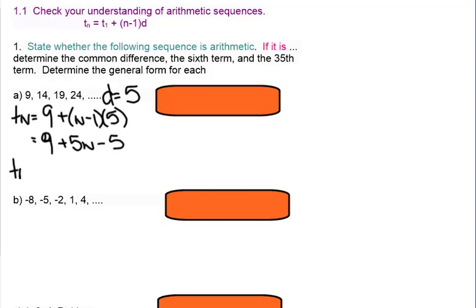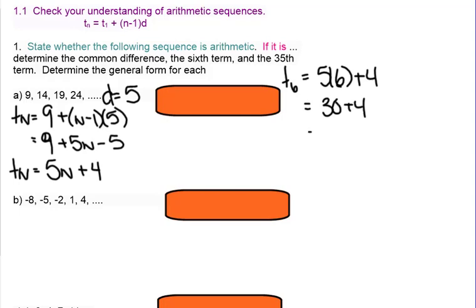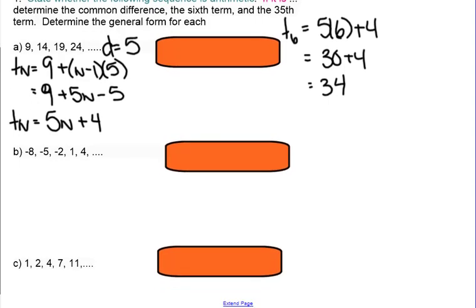So then our general term is equal to 5n plus 4. Using that general term, now I can plug in and find the 6th term. So T6 is going to be 5 times 6 plus 4. That's going to be 30 plus 4, which is 34. I'm going to save the 35th term for the second one. I'll do that for B.